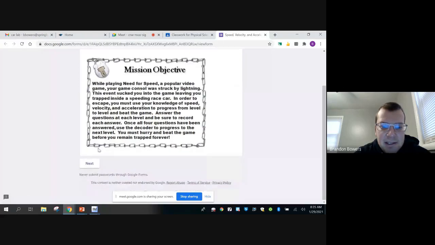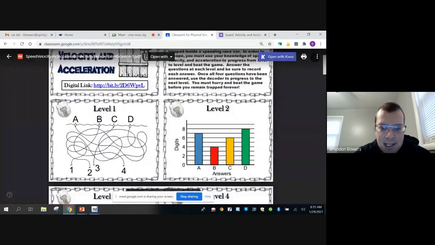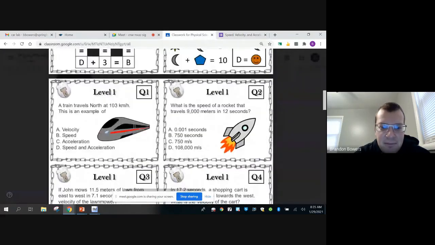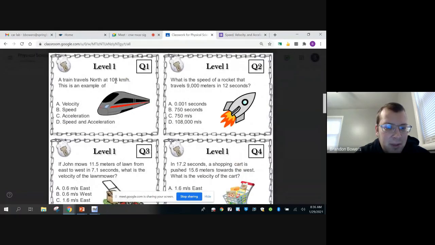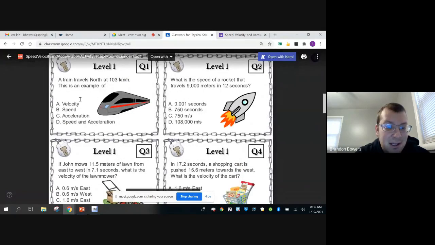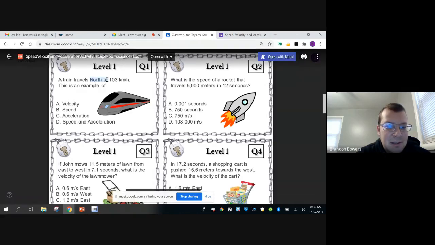And it'll take you to this escape room. You can click next. So level 1 is this. Here's level 1. Question 1, 2, 3, 4. A train travels north at 103. Is this an example of velocity, speed, acceleration, or speed and acceleration? Well, hopefully, since you know it has a direction and just kilometers per hour, that's velocity.